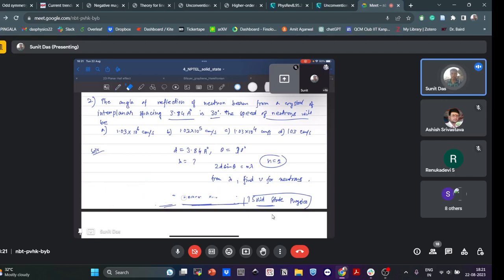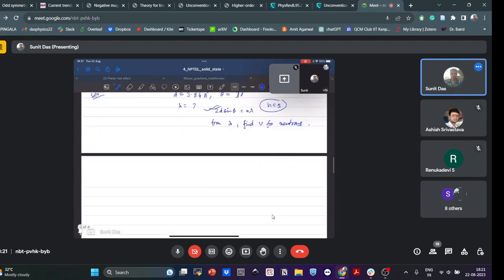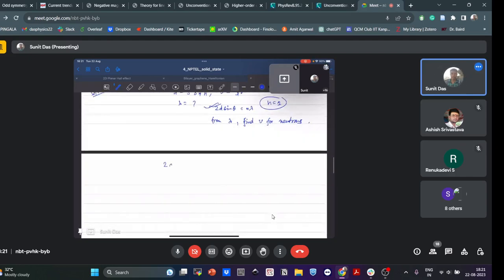Okay, so has anyone solved this problem? Got any answer or any idea how to solve or how to find the velocity? Lambda we can easily find from this one, right? If not, then let me solve it. So we have 2d sin theta equal to n lambda.